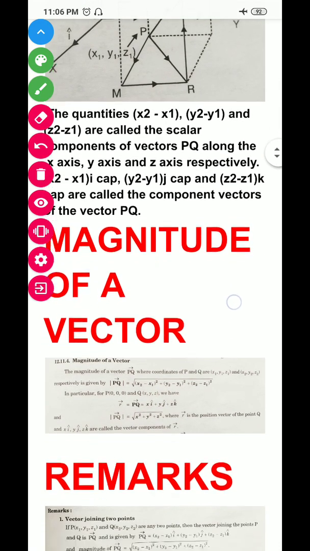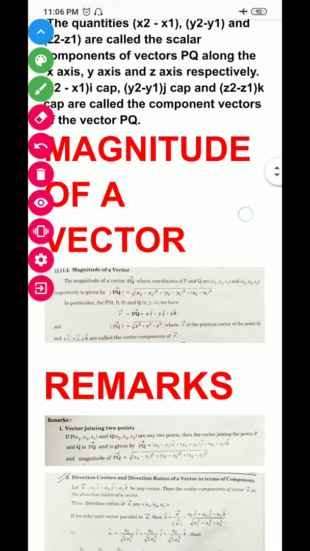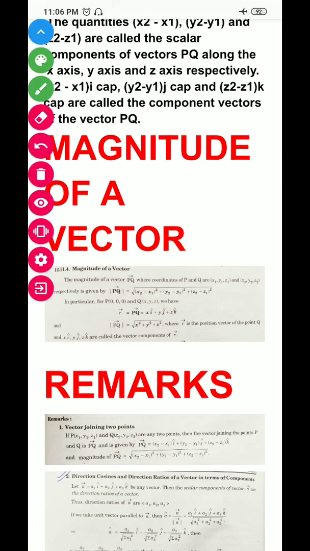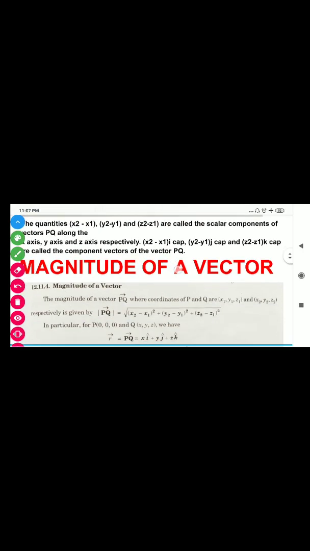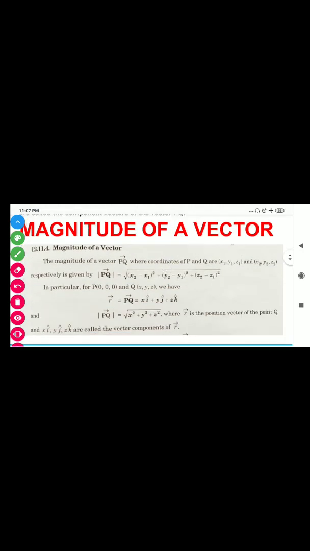Next is the magnitude of a vector. Students, here we have the magnitude of a vector. Suppose the vector is PQ, where the coordinates of P and Q are x1, y1, z1 and x2, y2, z2 respectively. The magnitude of the PQ vector is given by adding the squares of the components and taking the under root.